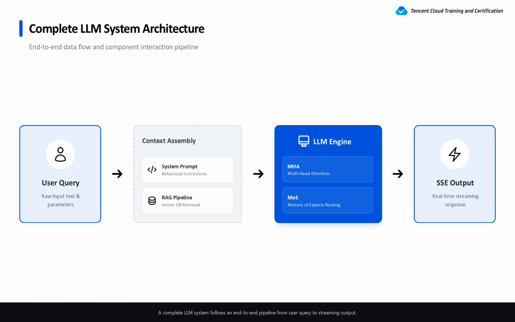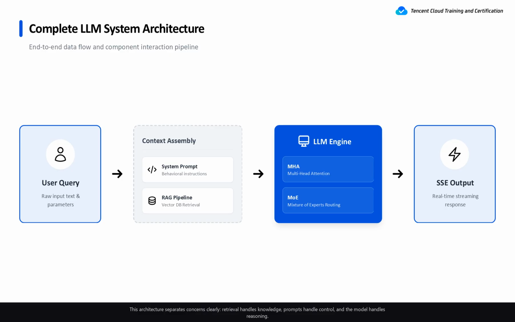A complete LLM system follows an end-to-end pipeline from user query to streaming output. It begins with the user query, which includes raw text and parameters. This input enters the context assembly layer, where system prompts define behavior and RAG pipelines retrieve relevant knowledge from vector databases. The enriched context is then passed to the LLM engine. Inside the model, components such as multi-head attention and mixture of experts process the input efficiently, generating high-quality responses. Finally, the output is delivered through a streaming mechanism, such as SSE, enabling real-time interaction.